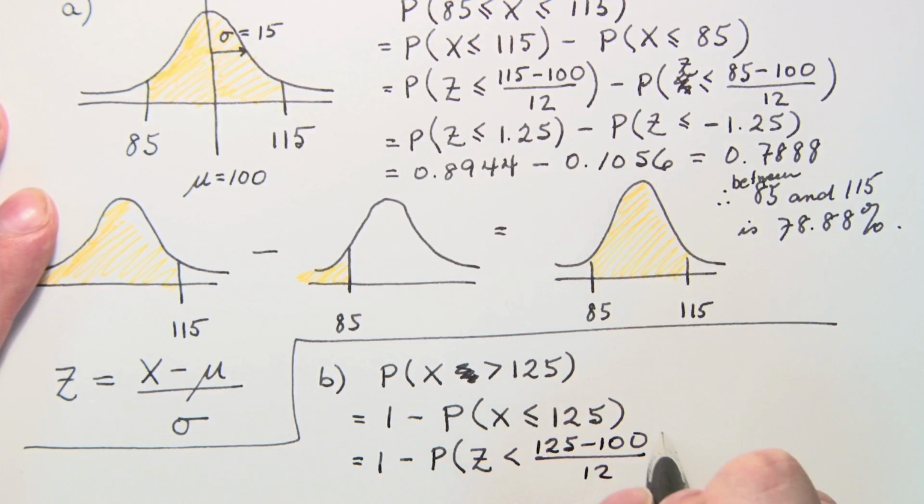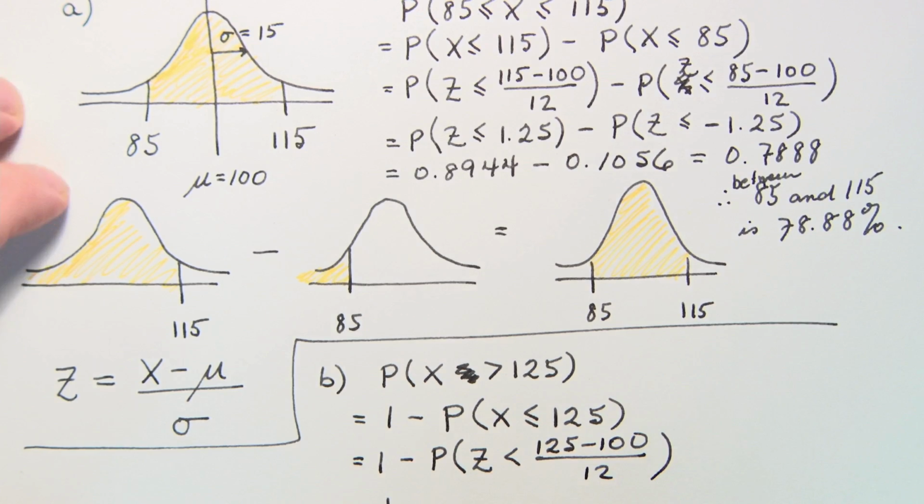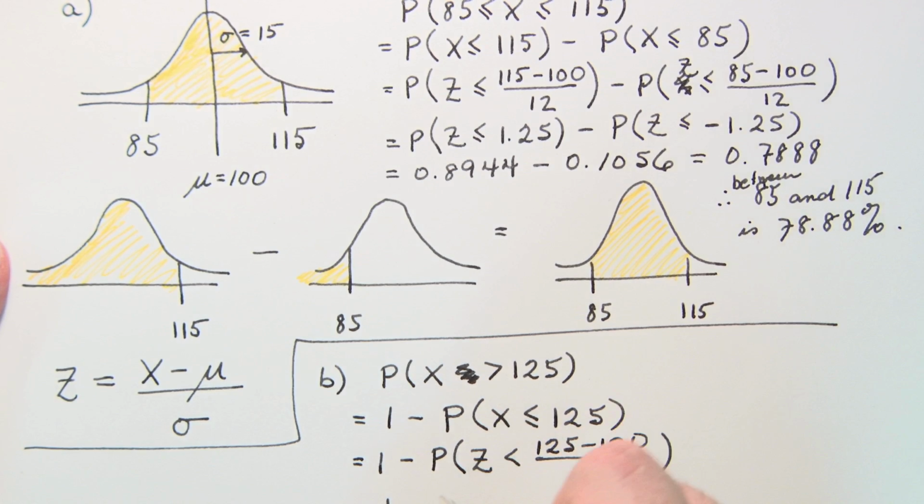Then next I can convert this to a z random variable, so I get 125 minus 100 over 12. So I get 1 minus, and 25 over 12 gives me 2.08.